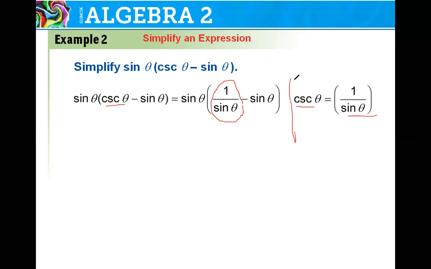So this is the rule. The rule says that cosec can be changed into 1 over sine. So instead of cosec, I put 1 over sine. This is the first step.